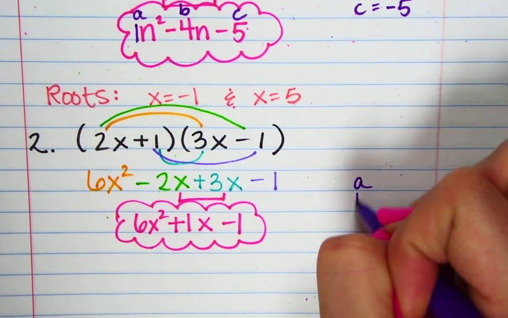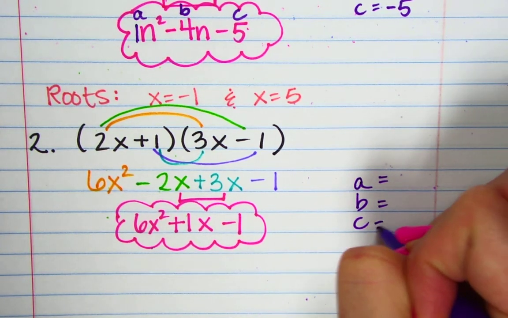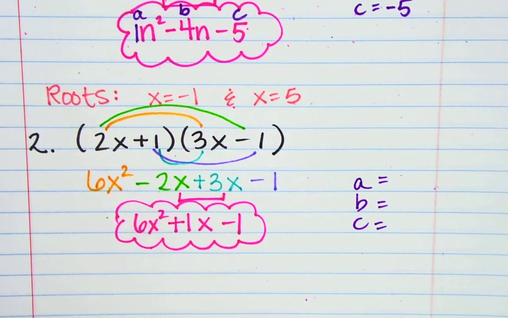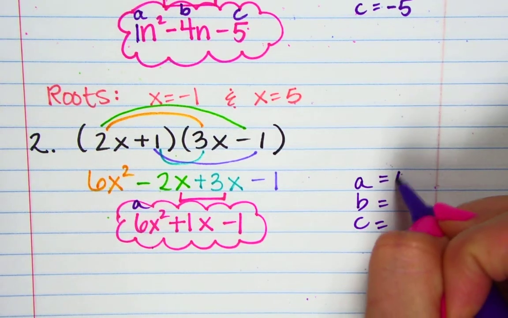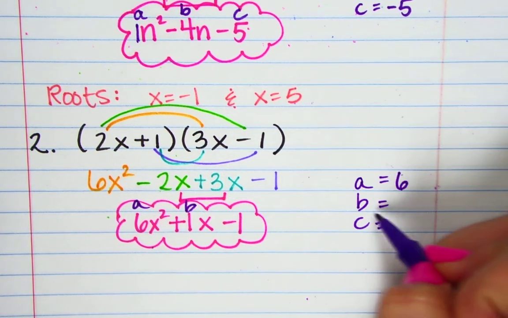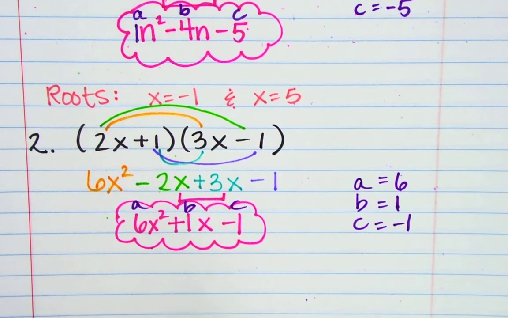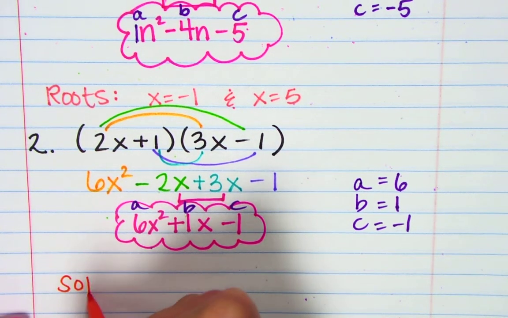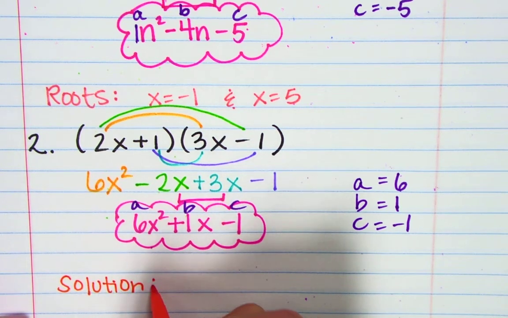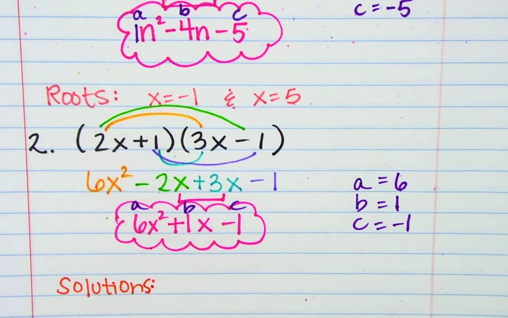I'm going to do A, B, and C. What's our A? 6. 6, good. What's our B? 1. And what's our C? That's -1, good. Now again, we're going to find the roots. This time I'm going to write solution. I'm going to use the synonyms so you see them here, but it all means the same thing. There are solutions, and there are probably going to be 2 most of the time.